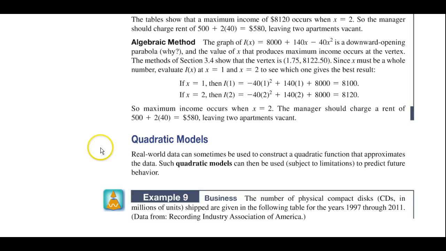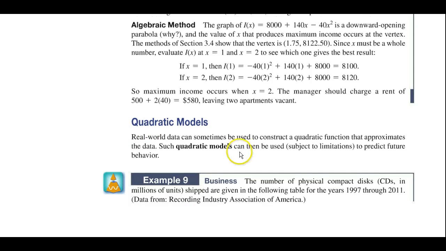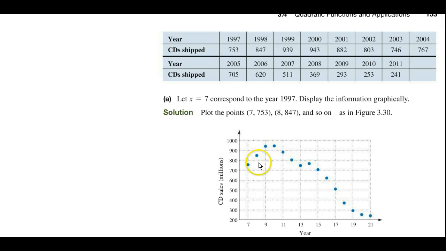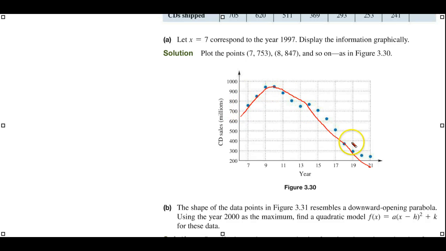And then we have the quadratic model, which we can use to predict future behavior. Let's take a look at it. The number of physical compact disks in millions of units shipped are given according to this table. So when they first came out, we saw that there was quite an increase over the first few years. Then there was a decrease, and then now there's very, very few, well, relatively few. That's our graph. And notice it's generally sort of an upside down shaped, very broad parabola.